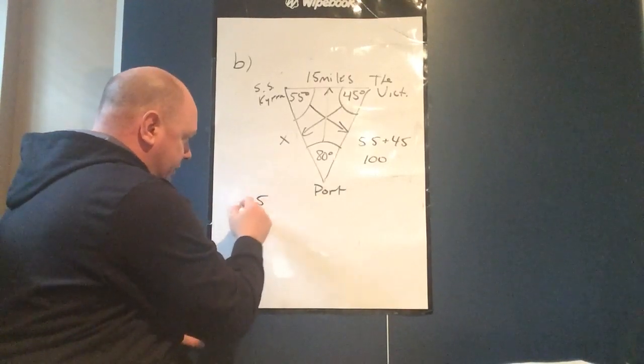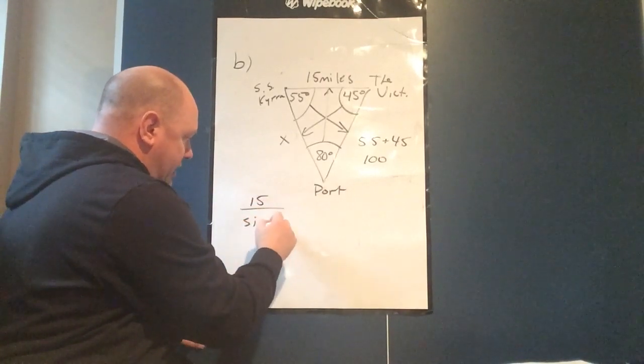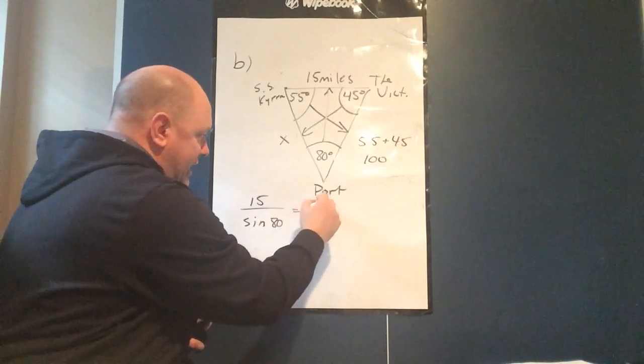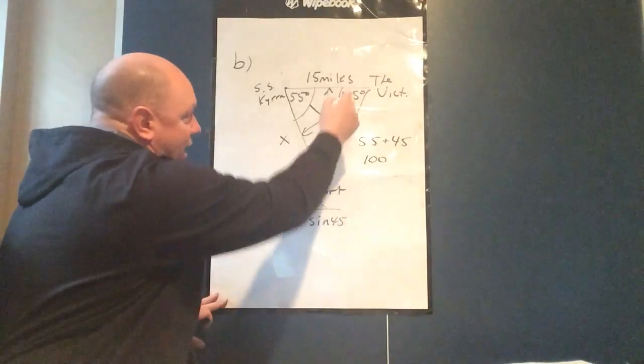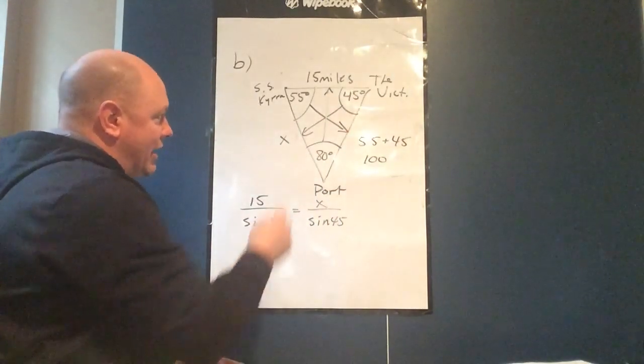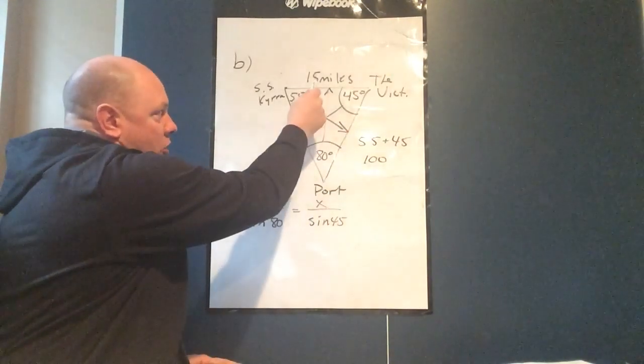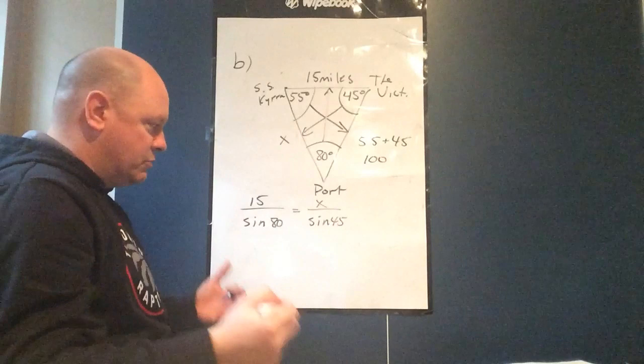So 15 all over sine 80 equals x all over sine 45. Again, that's the angle that coordinates with the x. And also, we know that x is going to be smaller than 15 because it's not as big an angle.